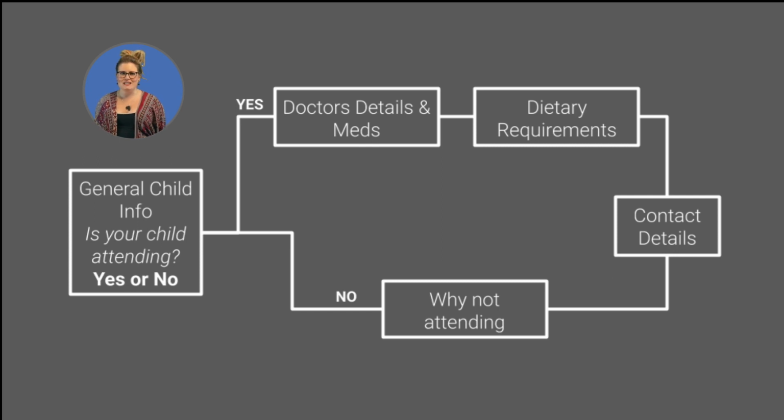The first section is the general information about whether or not that child will be attending. If yes is selected, a certain path will take place, and if no is selected, a different path of questioning will take place. However, they will both end up on the contact details section where we will gather contact information. Let's see how to set that up and link it all together.